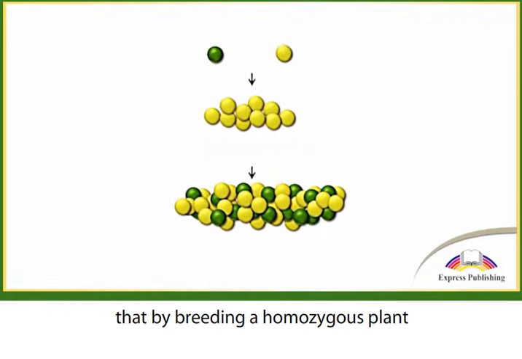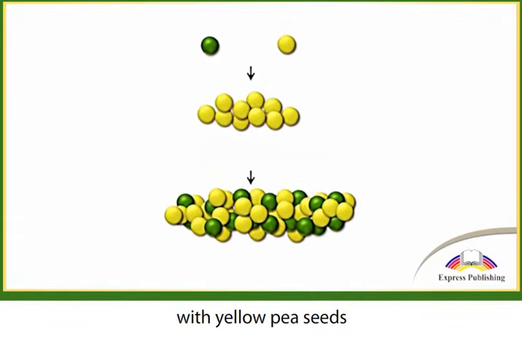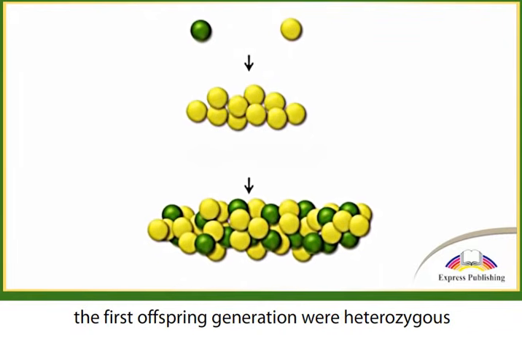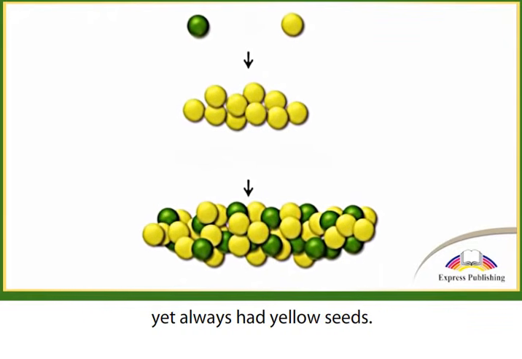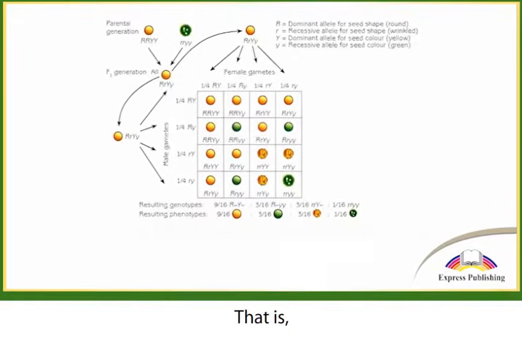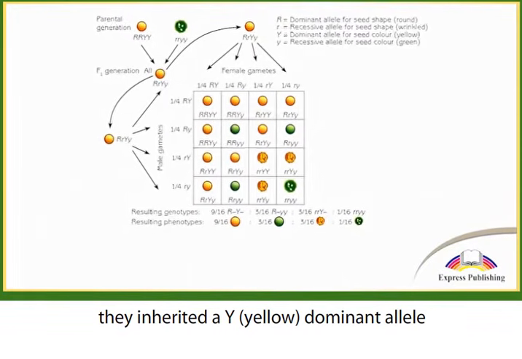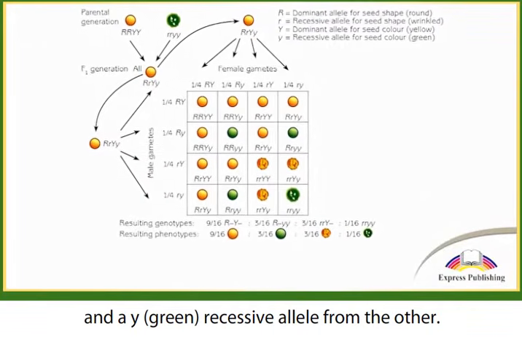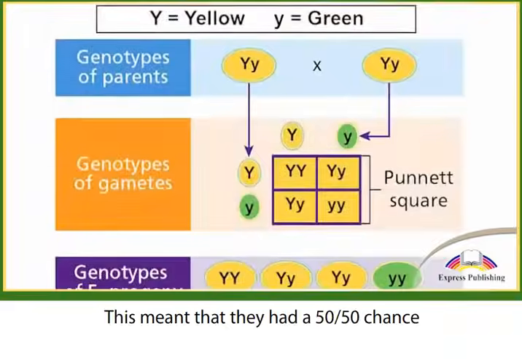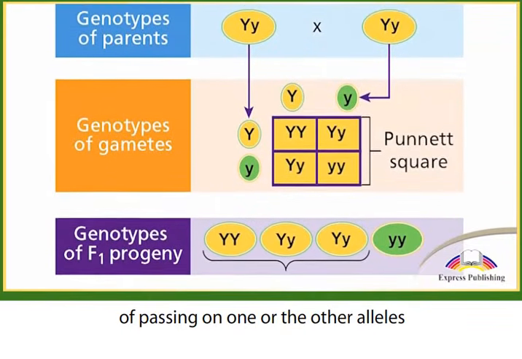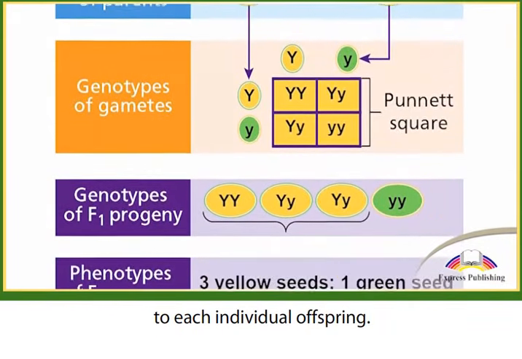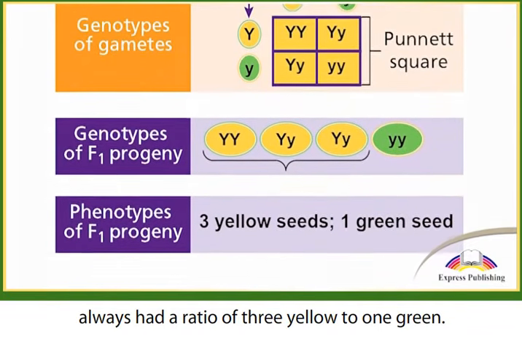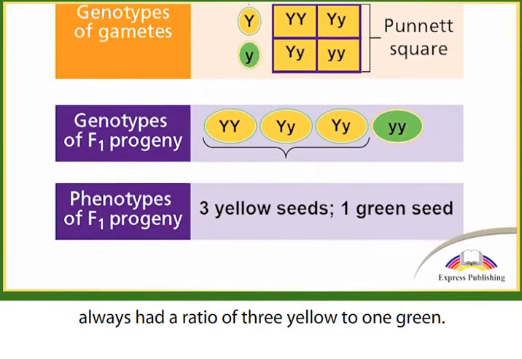Mendel quickly discovered that by breeding a homozygous plant with yellow pea seeds and a homozygous plant with green pea seeds, the first offspring generation were heterozygous, yet always had yellow seeds. That is, they inherited a Y, yellow, dominant allele from one parent and a y, green, recessive allele from the other. This meant that they had a 50-50 chance of passing on one or the other alleles to each individual offspring. The next generation, however, always had a ratio of 3 yellow to 1 green.